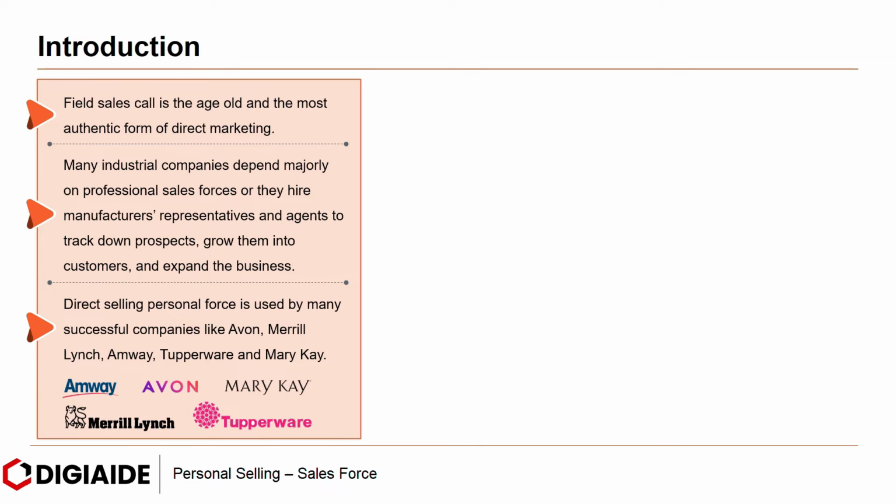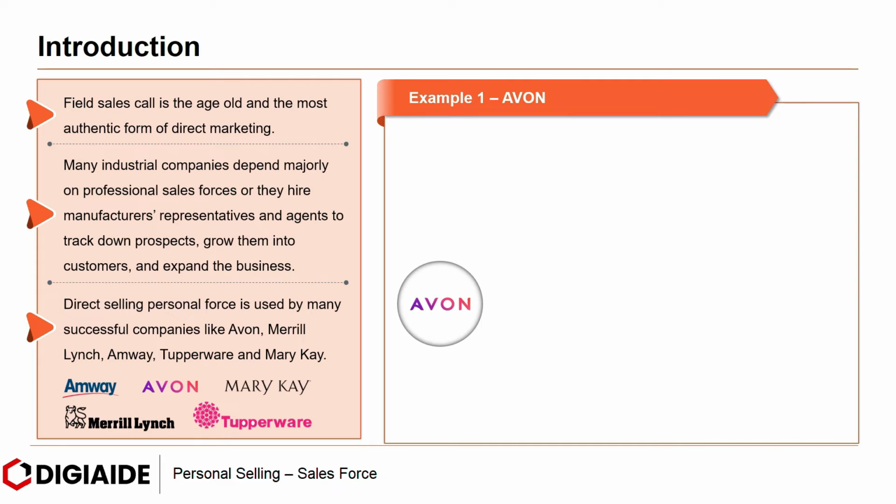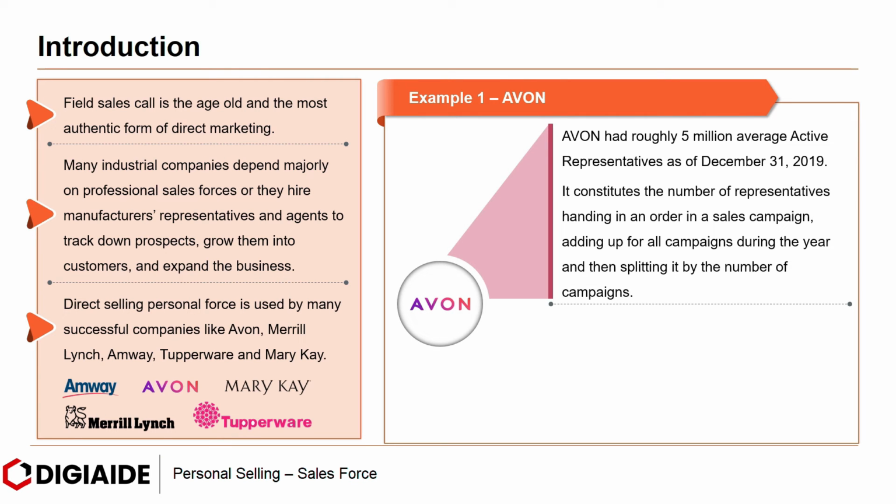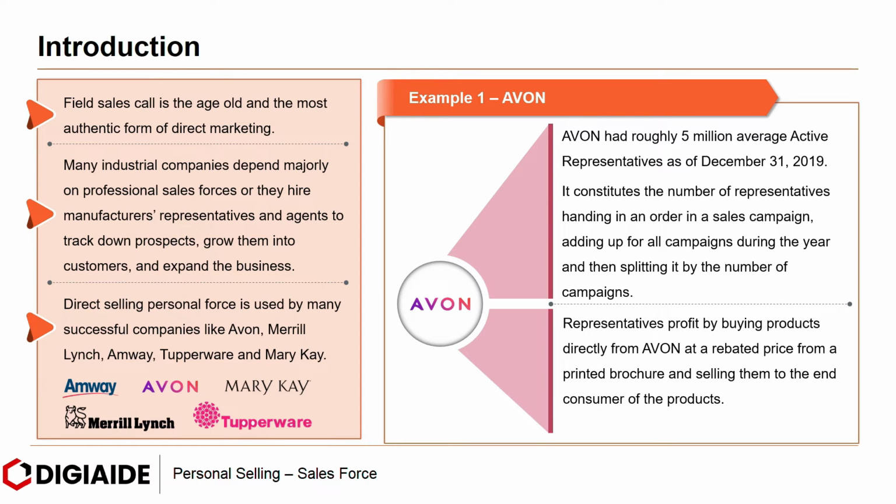Direct selling personal force is used by many successful companies like Avon, Merrill Lynch, Amway, Tupperware and Mary Kay. Looking at the example of Avon, it had roughly 5 million average active representatives as of December 31st, 2019. It constitutes the number of representatives handing in an order in a sales campaign, adding up for all campaigns during the year and then dividing by the number of campaigns. Representatives profit by buying products directly from Avon at a rebated price from a printed brochure and selling them to the end consumer of the products.